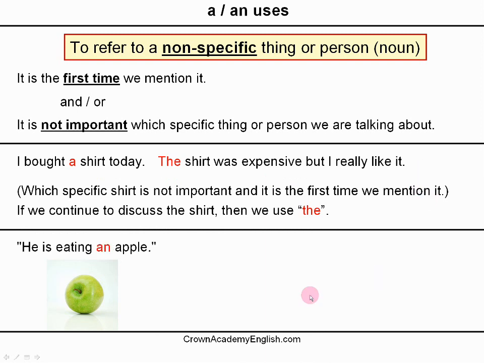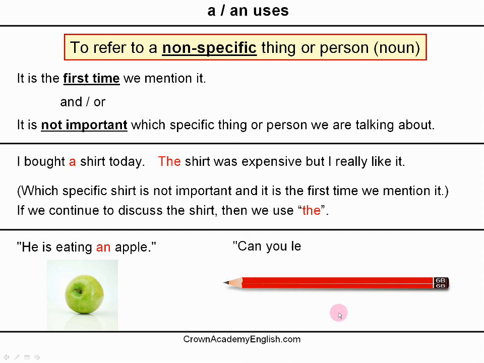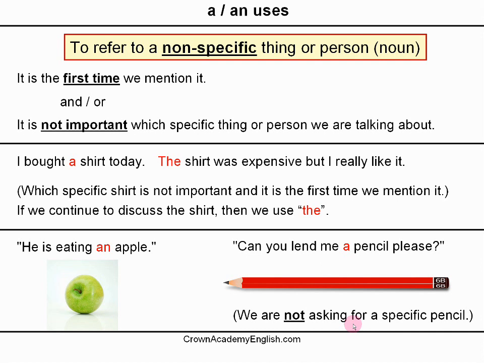He is eating an apple. It isn't very important to specify which apple he is eating. We just want to know what he is eating. Now here is a question. Can you lend me a pencil, please? Or can you give me a pencil, please? And here, we are not asking for a specific pencil. It is not important for us which pencil you give us. We just want a pencil. We need to write something. Okay?